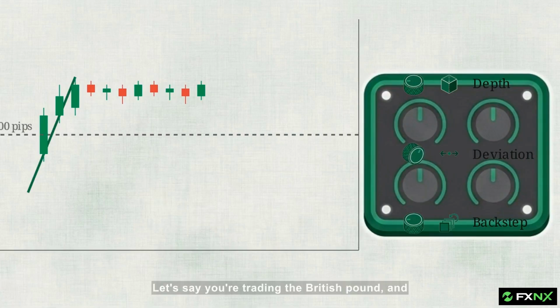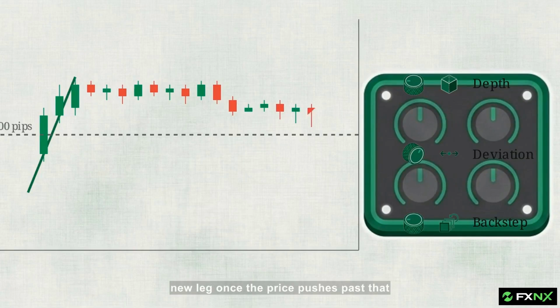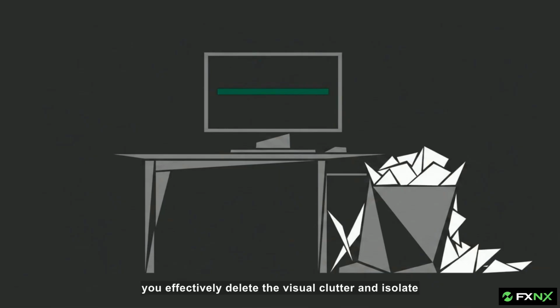Let's say you're trading the British pound and you set your deviation dial to 100 pips. If the price drops 50 pips, the zigzag ignores it. The line stays locked exactly where it was. It will only snap down and draw a new leg once the price pushes past that mark and reaches the full 100 pip threshold. By dictating exactly how far the market has to travel before it registers on your screen, you effectively delete the visual clutter and isolate the major swings.